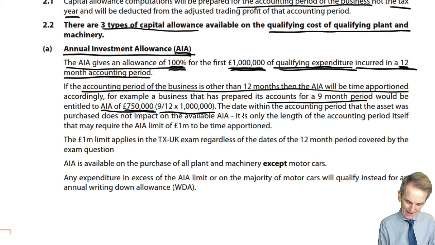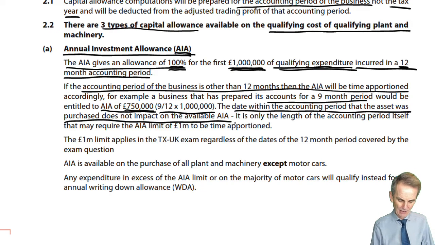Now that amount of allowance is based on the length of that accounting period, that period of account here. The date within the accounting period that the asset was purchased does not impact on the available AIA, nor indeed, as we'll see, will it impact on the available writing down allowance, which is the second one up on the next page of these notes. So all that matters in terms of the allowances available will be the length of the period itself.